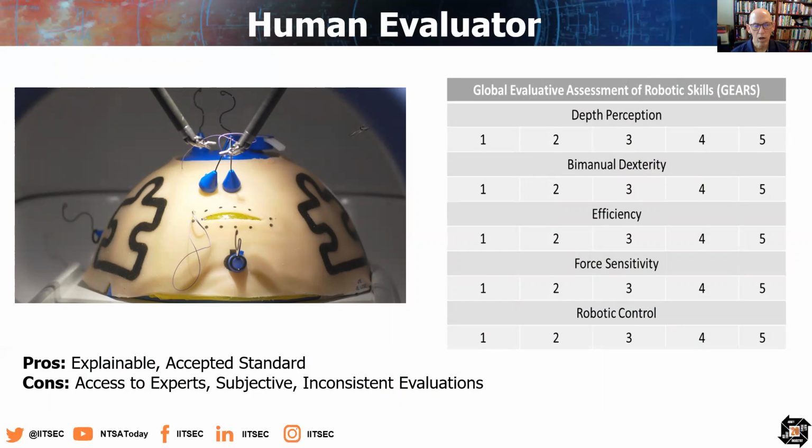The cons are it's very difficult to access experts to do these assessments over and over again every time you teach a course. The assessments are certainly subjective based on the opinions and the experience of the person doing the assessment. And they can be, we have shown them to be inconsistent from one person to another prior to doing inter-rater reliability exercises.